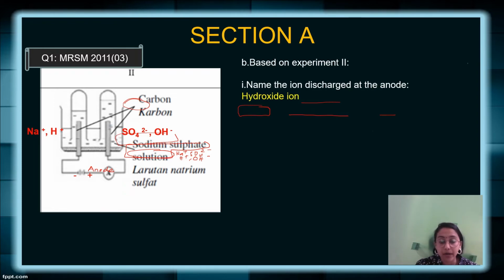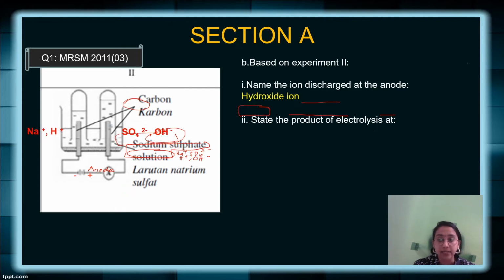So when we are talking about the anode, we go for the more negative E0 value. If you compare the sulfate ion to the hydroxide ion's E0 value, the hydroxide E0 value is more negative. When it's more negative, we choose hydroxide to be discharged. So in this case, the ions to be discharged will be hydroxide ions. Make sure you write the word ion at the back. If you didn't write the word ion, you just write hydroxide, it is wrong.